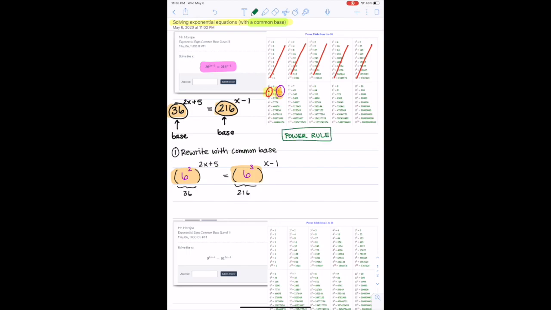So if you remember what the power rule said, it pretty much said if we have some base to a power to another power, which is actually what we have right here, one power to another power, we can simplify that as that base to both of those powers multiplied.